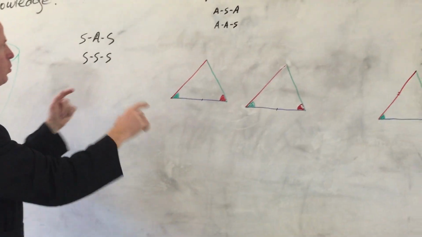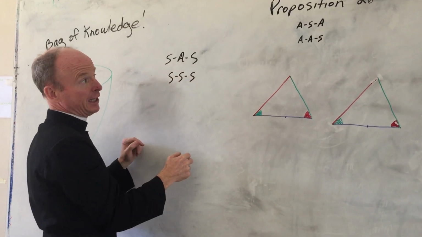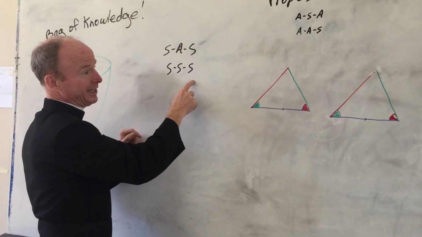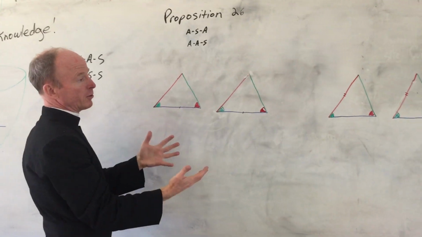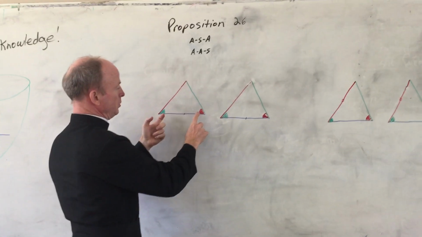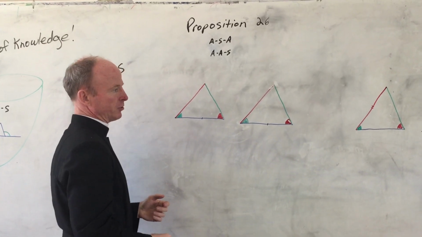Once we do this proposition, we're going to have, in any case, we've done in Proposition 4, side, angle, side. We've done side, side, side. If the three sides are equal, the triangles are equal. Now, the only other possibility, we're going to prove it today: when two angles are equal and one side is equal, those triangles are equal.